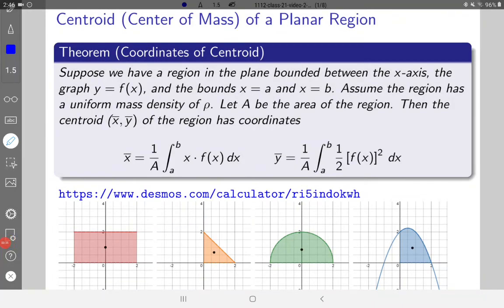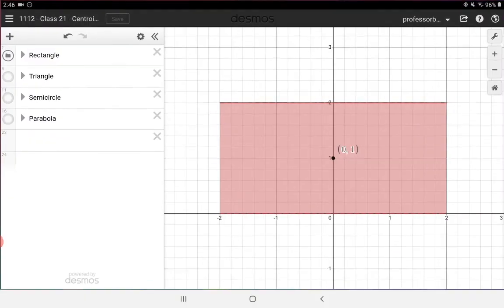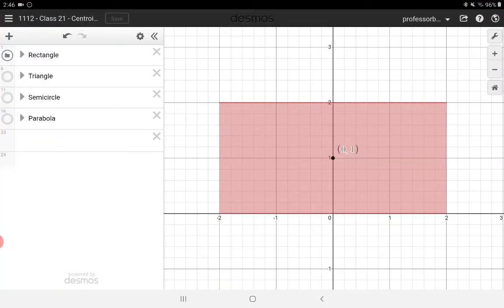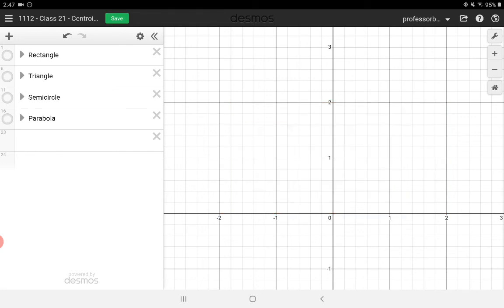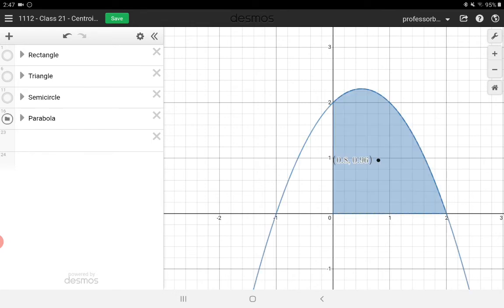You can pause the video and visit this Desmos URL that I have there. And if you do that, it will pull up this set of Desmos graphs that I will keep toggling back and forth between while I record this video. And you can change between the various examples by turning on and off a folder. So for example, at the top left of the screen, you see there's rectangle, and right next to it there's a little folder icon. If I tap that, it disappears. If I tap it again, it comes back on. And I can turn that one off and turn on the next example, the triangle, and then the semicircle, and the parabola, and so on.